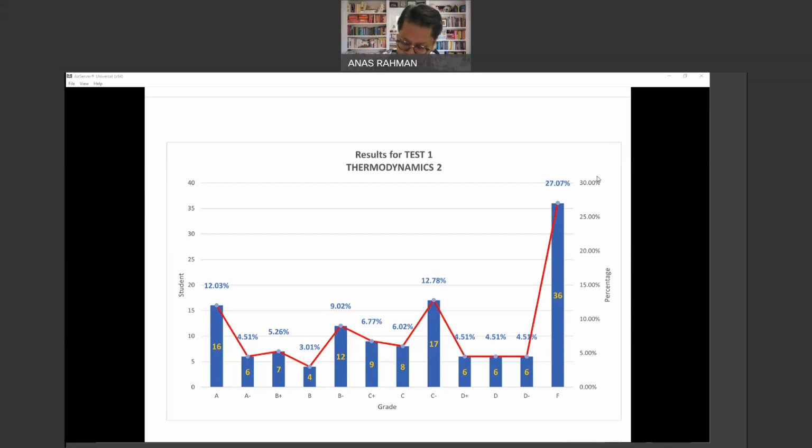you can see that F is not just a conditional pass or a fail. We are talking about F. Almost 27% of students obtained an F grade. If you consider fail to be D, D minus, and F, then roughly 36% of the class failed test 1.